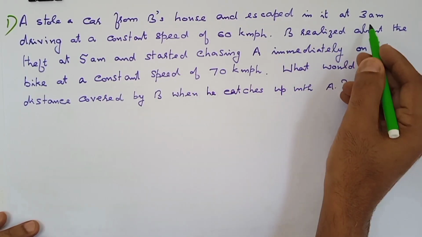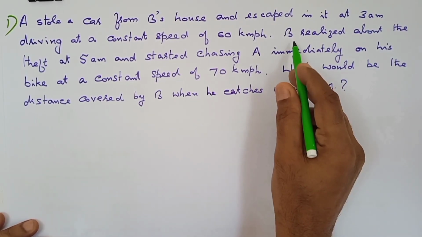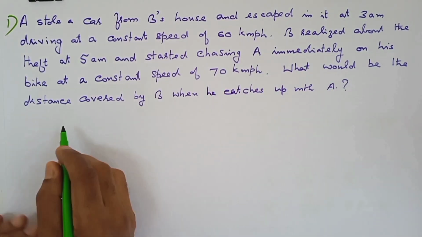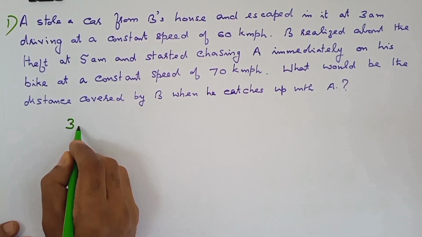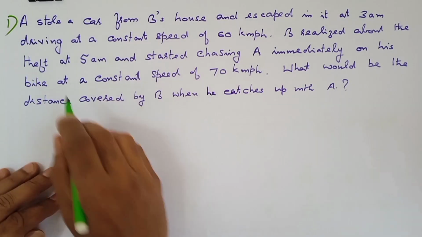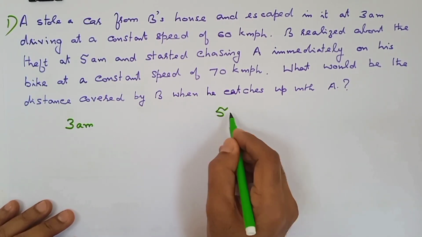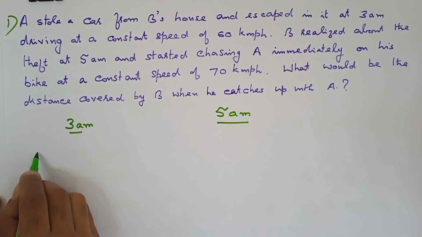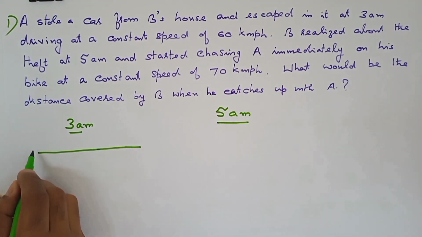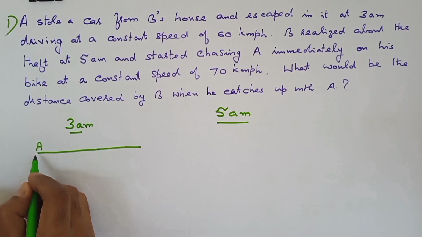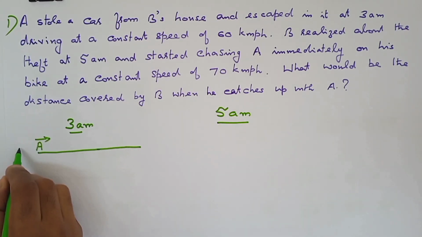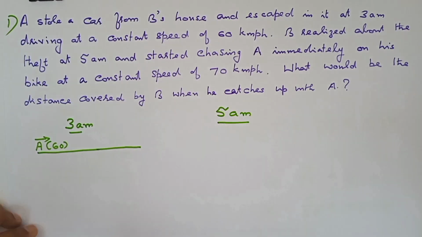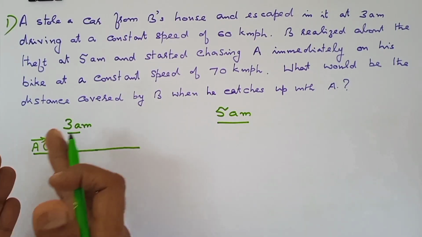The theft is at 3 a.m. and the owner of the car realizes at 5 a.m. So there are 2 points of time here. We need to find out the position of A and B at these 2 different timings, 3 a.m. and 5 a.m. See, at 3 a.m. A is in B's house and steals the car and drives away at what speed? 60 km per hour. B hasn't found it out at that point of time.